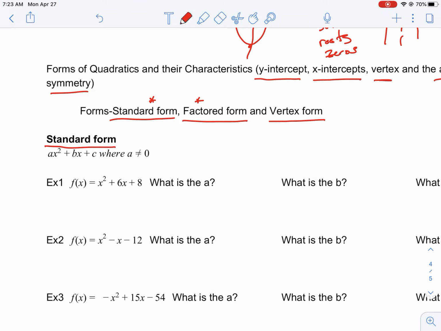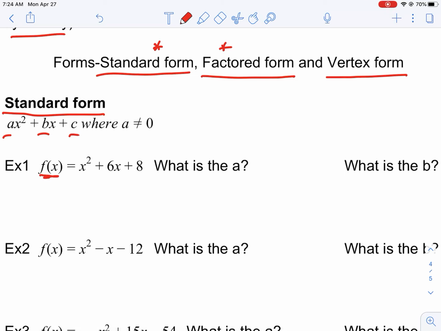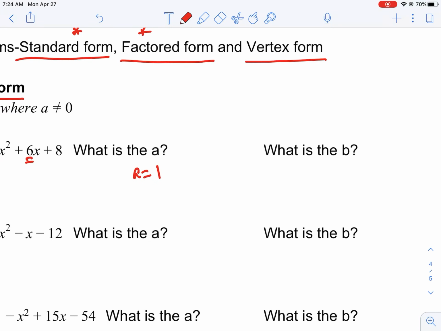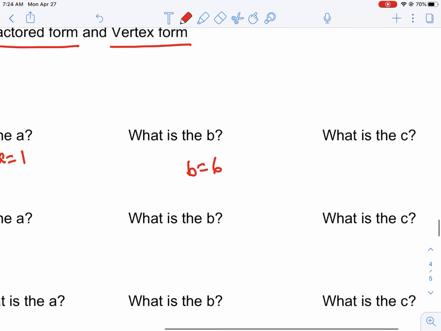What we're going to do is identify the a, the b, and the c first, because once we are able to identify the a, b, and c, we can find most all of this information. So in example 1, where it says f of x, remember, f of x can be y, we have x squared plus 6x plus 8. The a value is 1 because nothing's there, so a equals 1. The b equals 6, and the c equals 8.